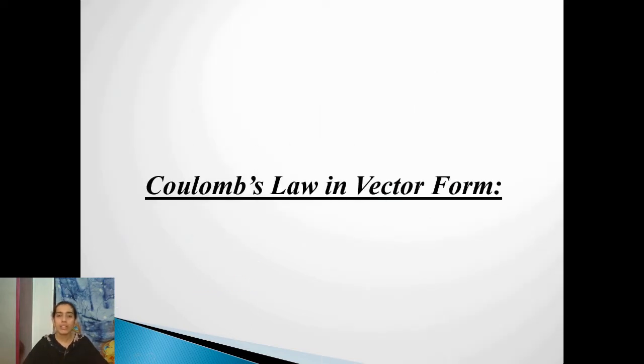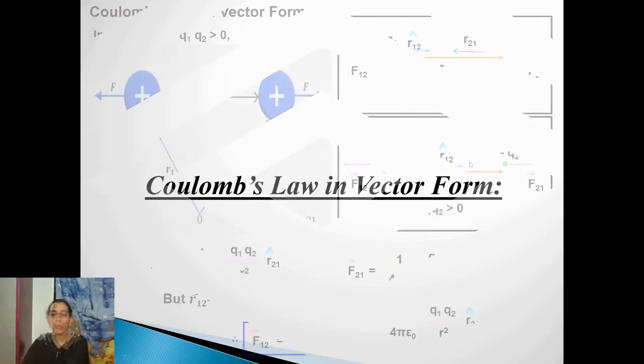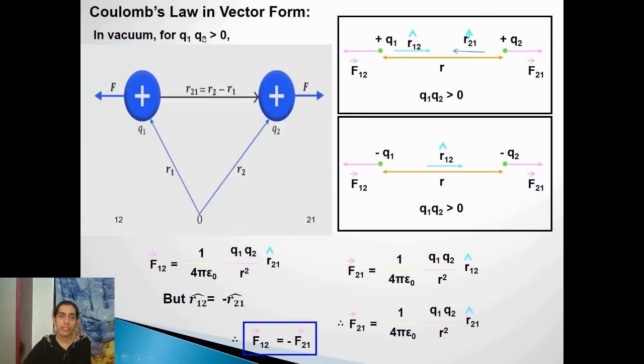Let us have a look at the vector form of Coulomb's law. Since the electrostatic force is a vector quantity, it's good to learn how Coulomb's law can be represented in vector form. To understand it, let us assume we have considered 2 point charges in vacuum, that is Q1 and Q2. From the origin, let's assume R1 is the position vector which will represent the position of point charge Q1, and R2 is the position vector which will represent the position of point charge Q2, right?